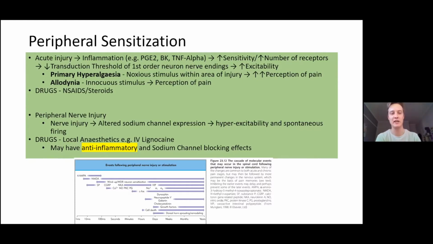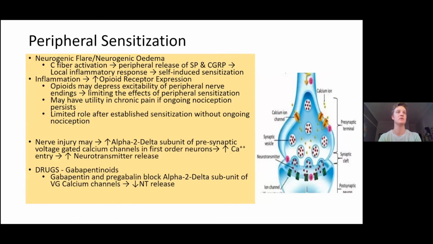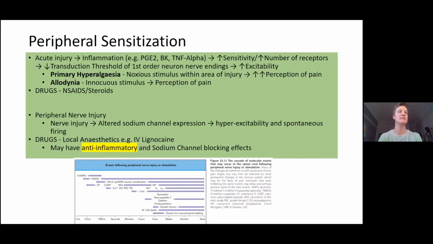Now, sorry, I have to be really careful saying irritable and excitable because those are very specific cardiac physiology terms that I don't want to confuse anyone with. So, this causes primary hyperalgesia and allodynia, and we'll come to those in a bit when I think I'm going to quiz you on those. Drugs of this area, NSAIDs and steroids.